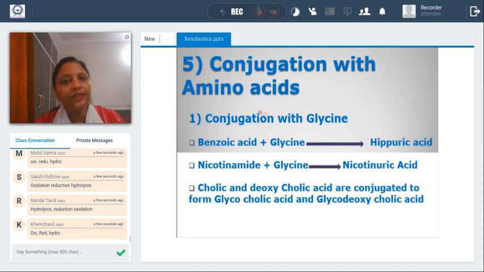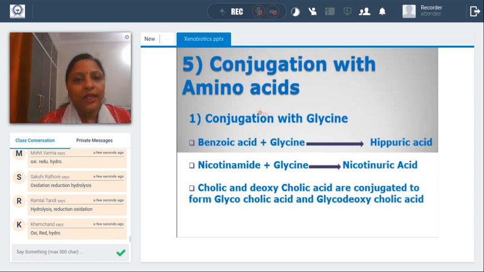Conjugation with amino acids. First, conjugation with glycine. Benzoic acid plus glycine, you all know, hippuric acid is formed. Nicotinamide plus glycine gives nicotinuric acid. Cholic and deoxycholic acid are conjugated to form glycocholic acid and glycodeoxycholic acid.